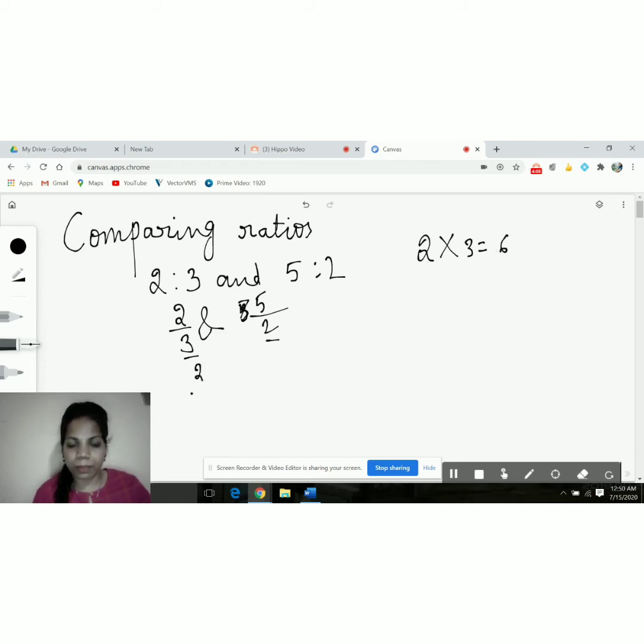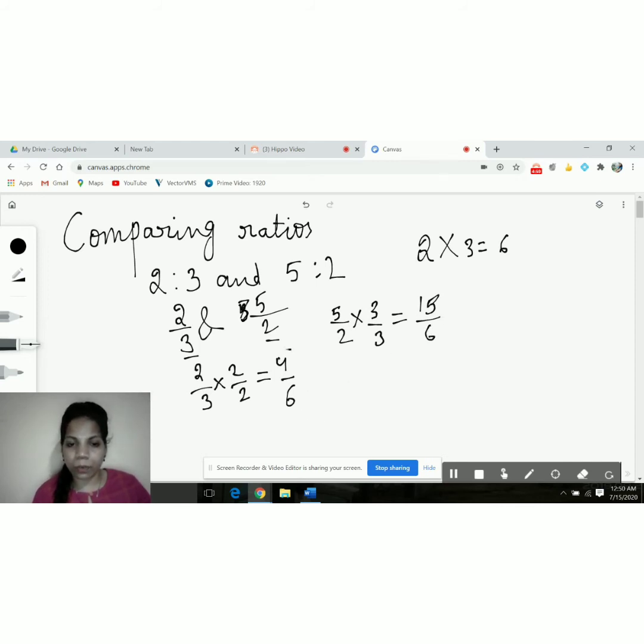Now 2 by 3. LCM is 6, right? So how much do we need to multiply 3 by to get 6? 2. So we have to multiply and divide by 2. 2 twos are 4 by 6. Now I am taking 5 by 2, the second ratio. How much should I multiply 2 by to get 6? 3, right? So into 3 by 3. 5 threes are 15 by 3 twos are 6.